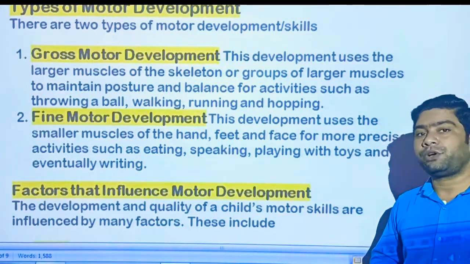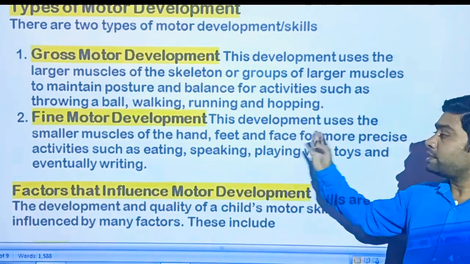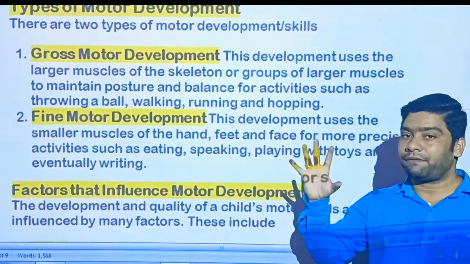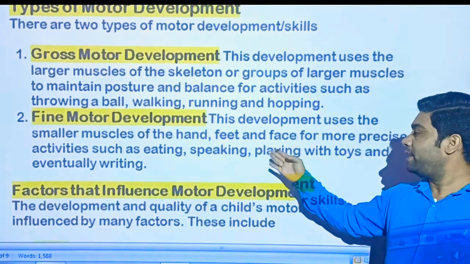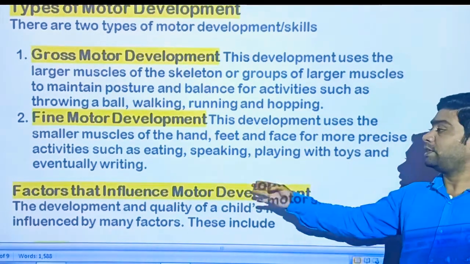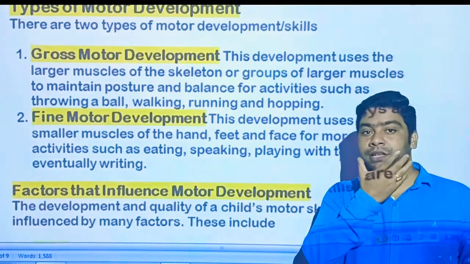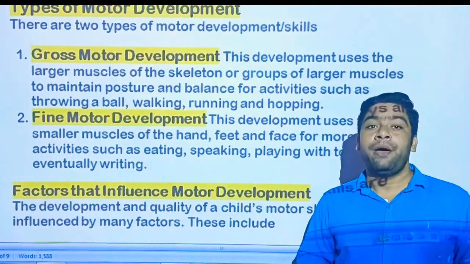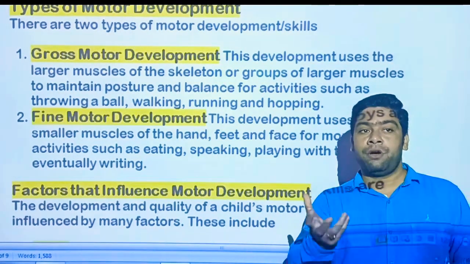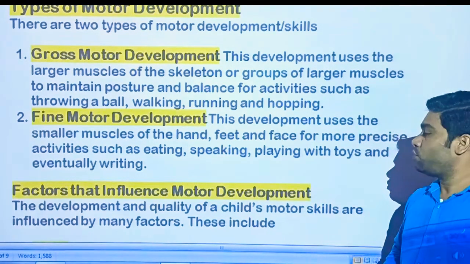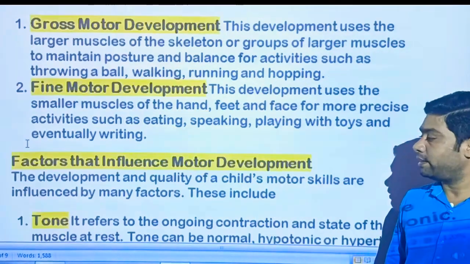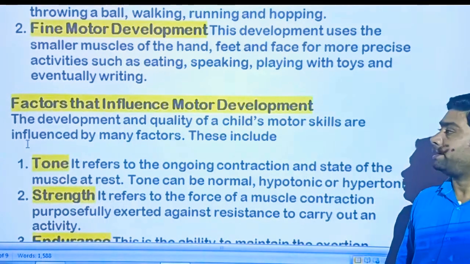Second one is fine motor development. This development is seen in smaller muscles like our fingers, toes, hands, feet, and face, for more precise activities such as eating. Speaking, like me, I just use the smaller muscles of my face to speak for this video, and so on.